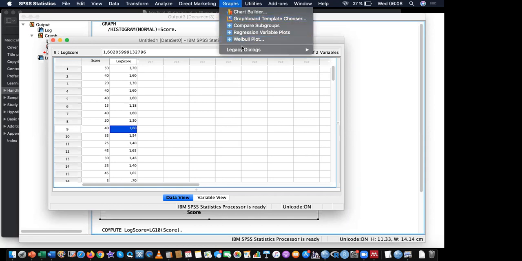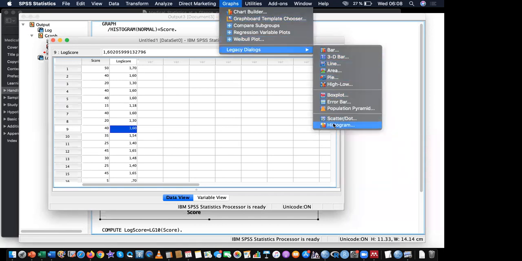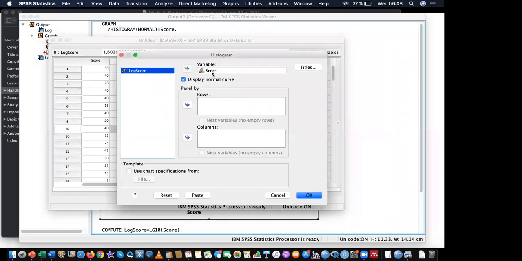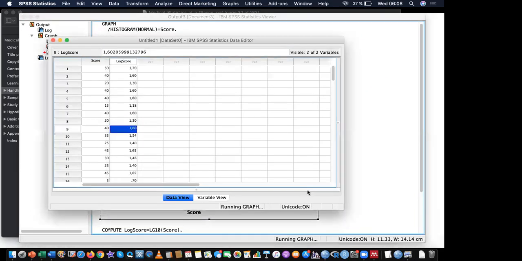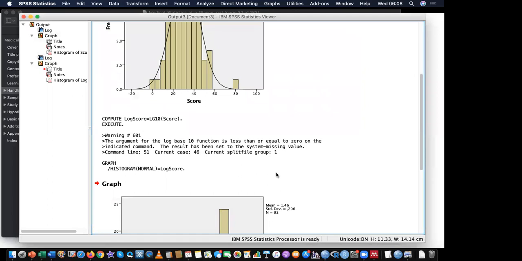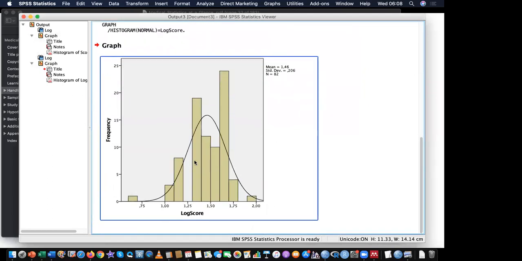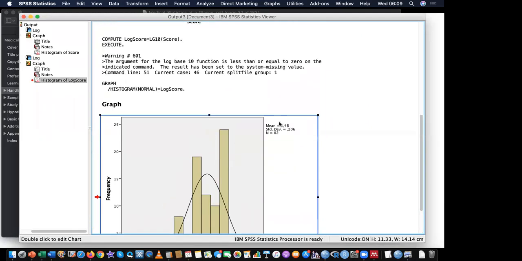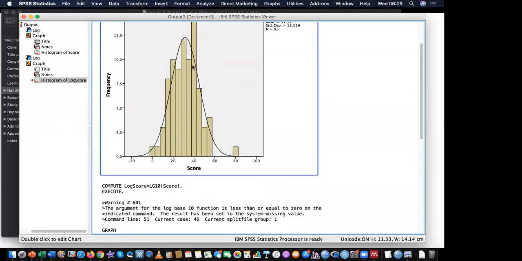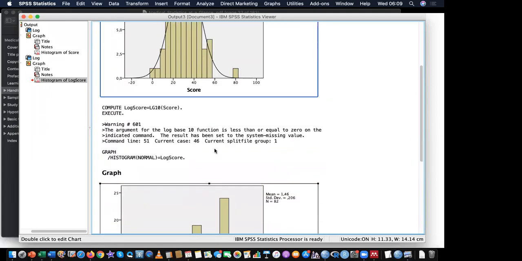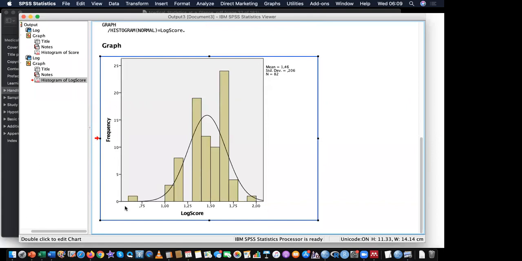Let us draw the histogram of this logarithm. Histogram of the log score this time, and let us see how it looks. What happened to my data? The central part moved to the right. You see, before transformation it was symmetrical. After transformation, it is a little bit left skewed.